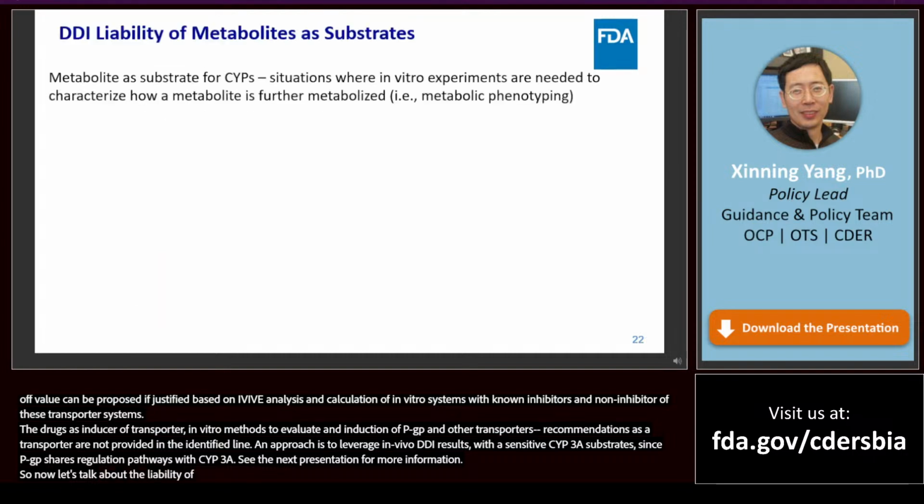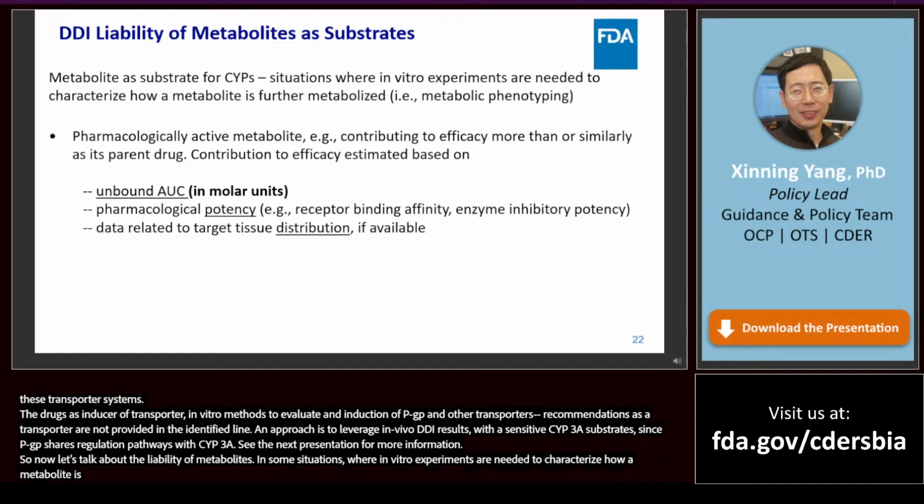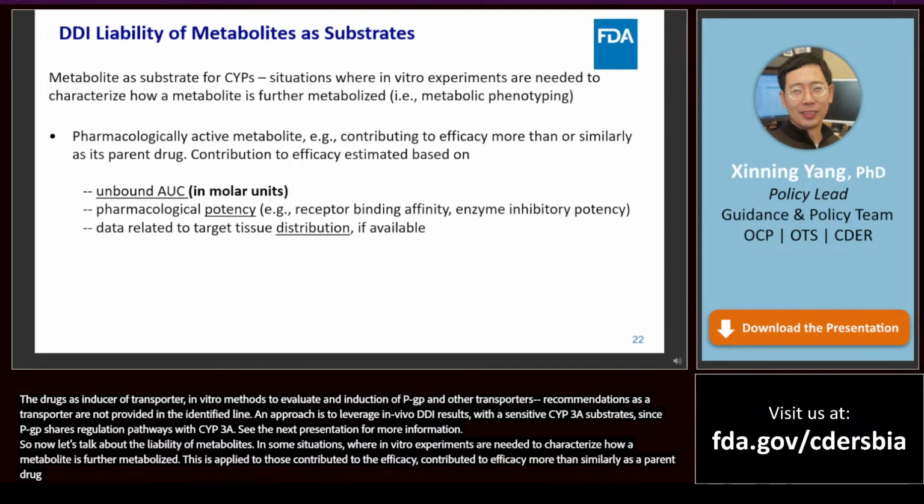So now let's talk about the DDI liability of metabolites. First of all, in some situations, we need to evaluate the metabolic phenotyping of a metabolite, that is, how the metabolite is further eliminated. This will apply to metabolites that significantly contribute to the overall efficacy, meaning that the metabolite contributes to efficacy more than or similarly to the parent drug. The contribution is estimated based on the exposure of a metabolite relative to the parent drug in molar units, and also considers the free drug concentration.